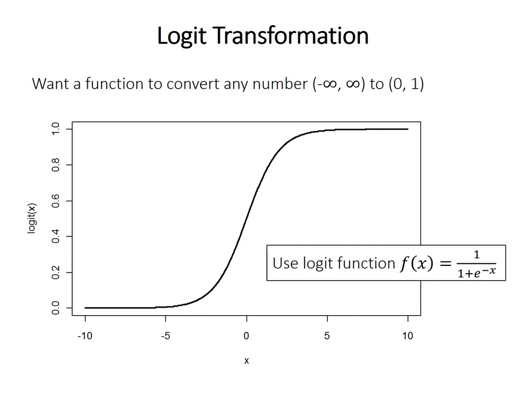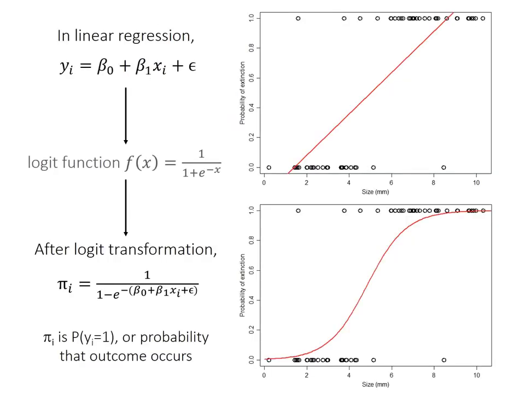So a function is just an equation that maps numbers from one range, called a domain, to a different domain. So we're going to map numbers from the domain between minus infinity and positive infinity to the new domain between 0 and 1. And logistic regression uses a function called the logit function, which is this equation given here. So here's how the method works.